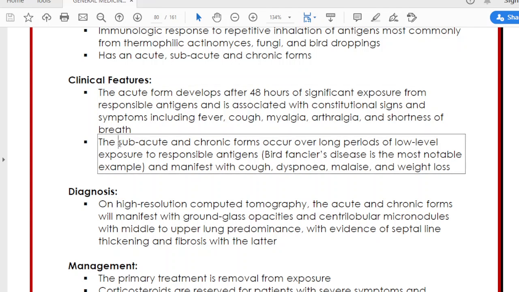The subacute and chronic forms occur over long periods of low-level exposure to responsible antigens. Bird fancier's disease is the most notable example, and manifests with cough, dyspnea, malaise, and weight loss.